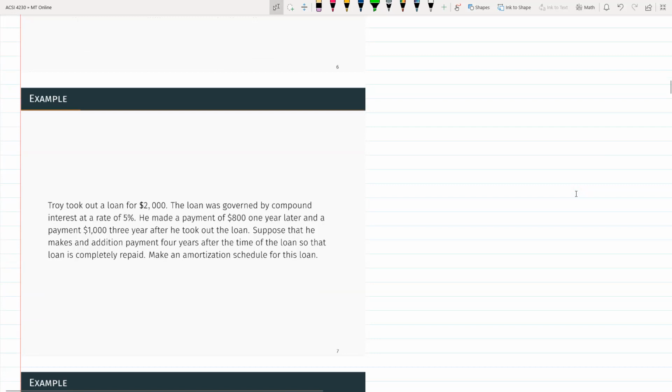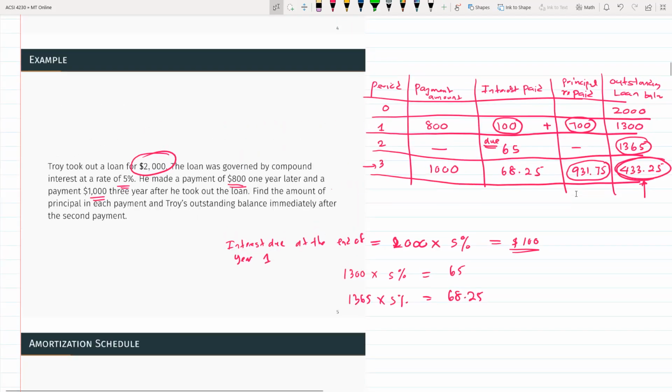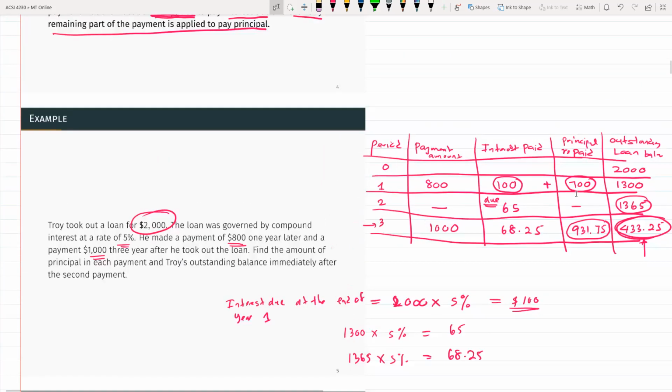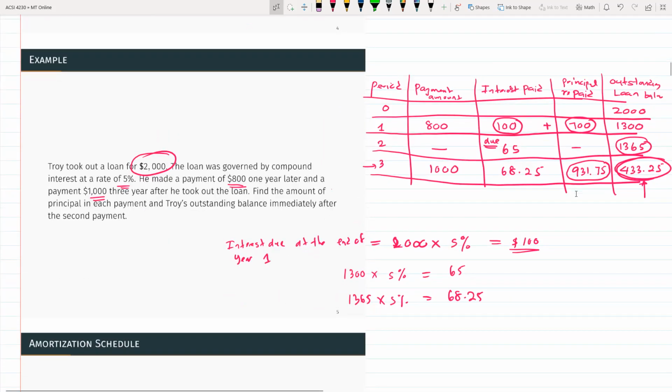So here's another example. Troy took out $2,000. The loan was governed by compound interest at a rate of 5%. He made a payment of 800 one year later and a payment of 1,000 after. Suppose that he makes an additional payment 4 years after the start of the loan, so that the loan is paid off. We make an amortization schedule for this loan. We will get the same table like this one, but then we have to add a fourth row to find out what the final payment would be.